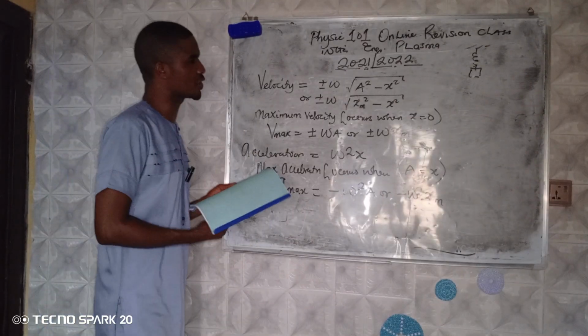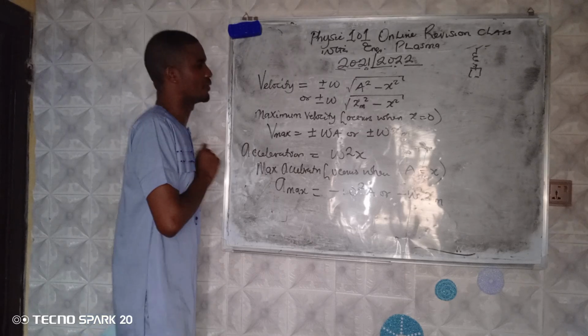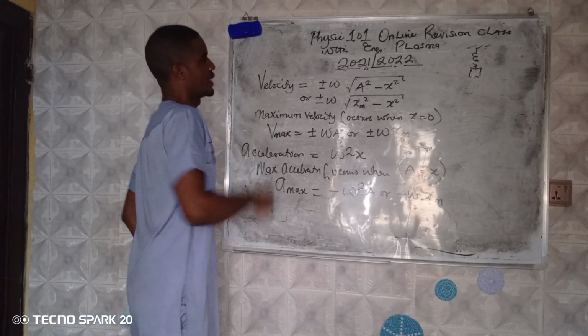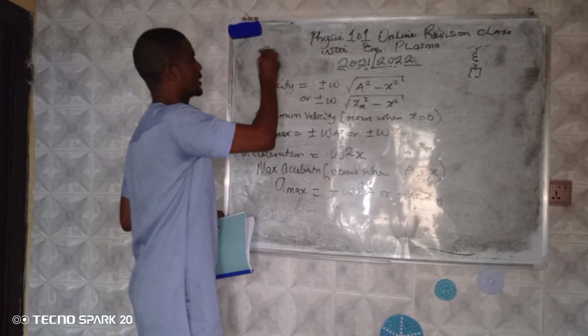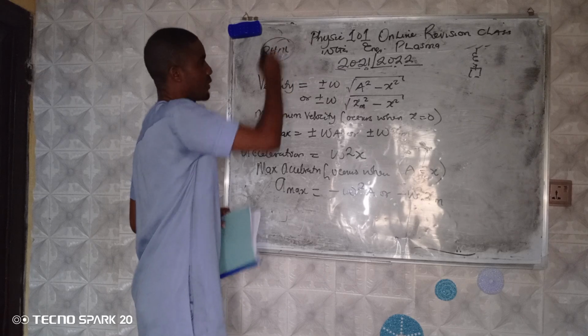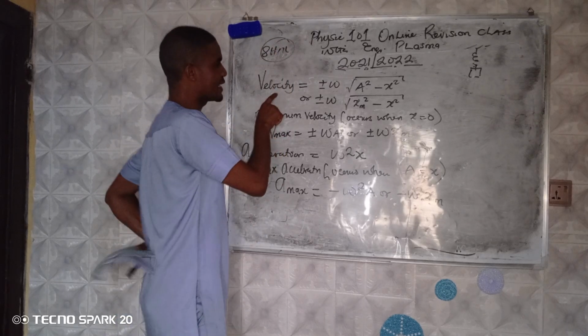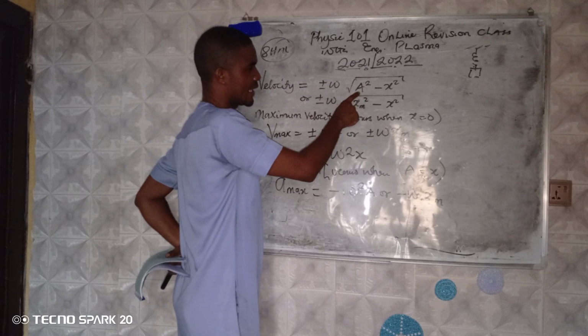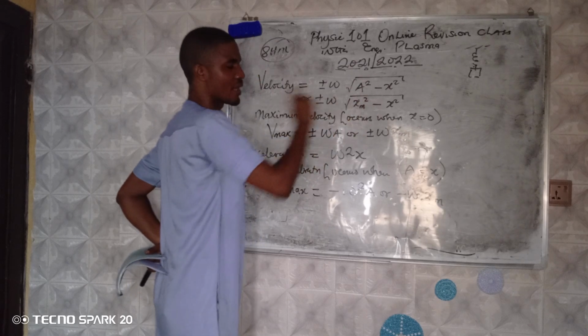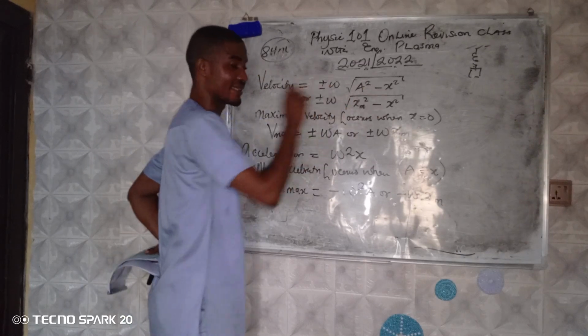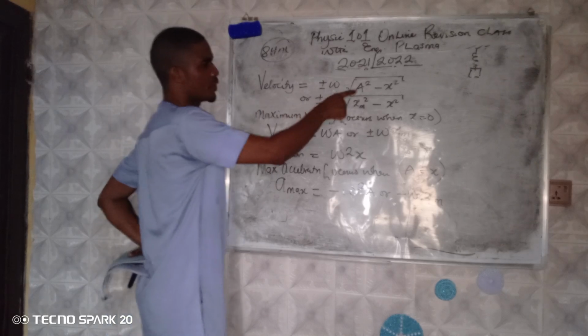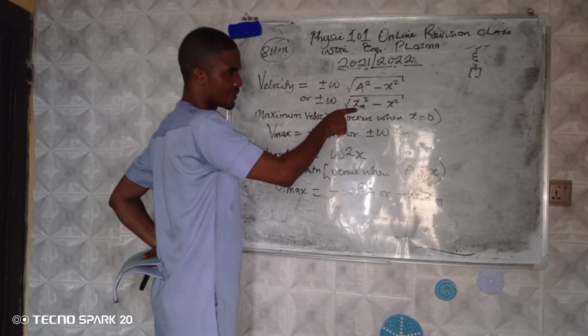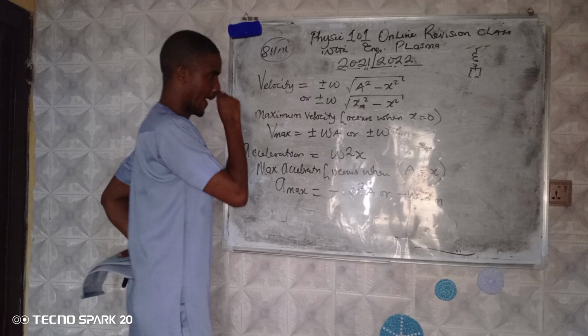now we will look at motion in a system. First of all, velocity. You remember that this is a simple harmonic motion. For a simple harmonic motion, the velocity is calculated as plus or minus angular velocity times the square root of A squared minus x squared. A is the amplitude, while x is the displacement. Some textbooks will represent amplitude differently, so theirs will look different.